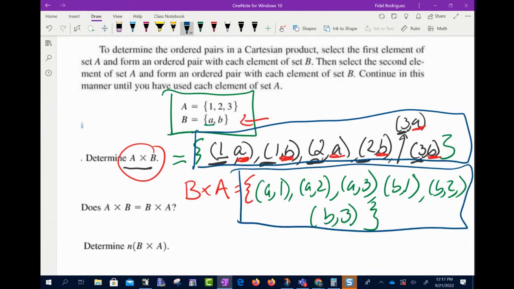Now, the question is, does this set here, is that the same thing as this part right here? Are they in the same order? No, they're not, right? Because we have 1A where we have A1. So the order really is important. So when the question says, does A cross B equal B cross A? What I would say here, you guys, is we'd say no, it's not, okay?